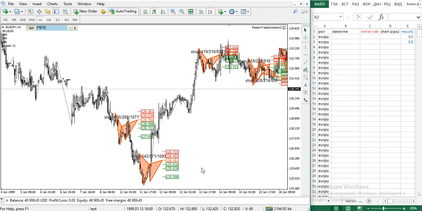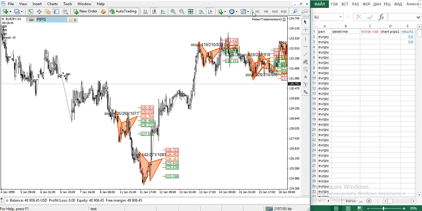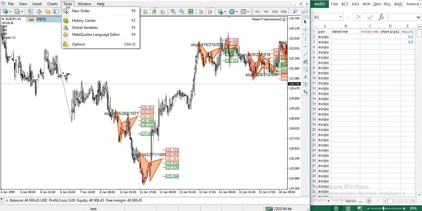And let me zoom it in and let's start. You will see the details in the backtest. Okay, I also did this interesting stuff.